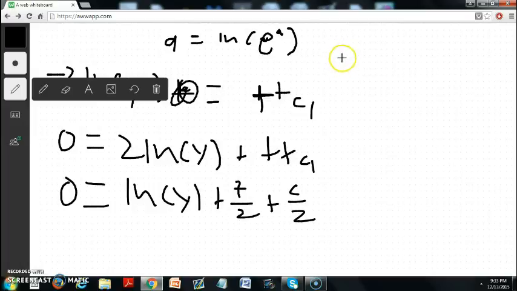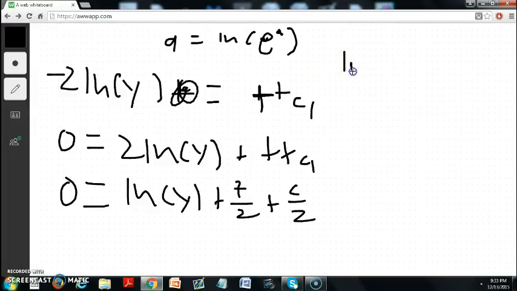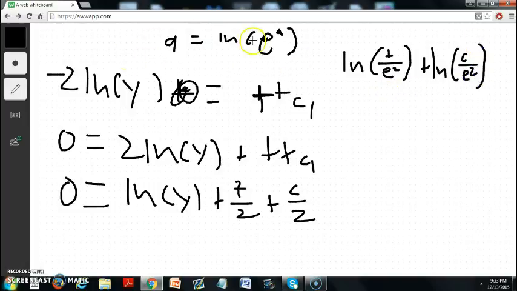So you would have something like ln t over e squared plus ln c over e squared. And since we were just using a definition, we're not changing anything in the equation, so we don't actually have to do anything to this. So we'd have plus ln y is equal to the natural log ln of e to the 0th power.